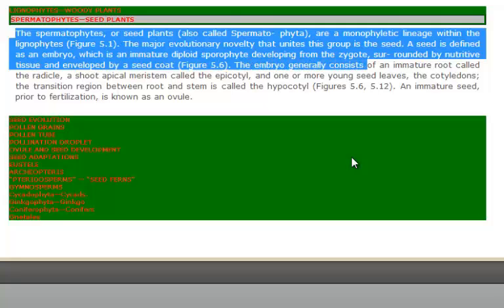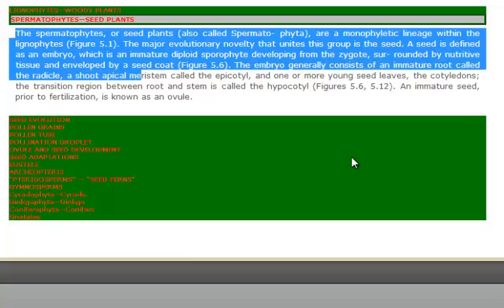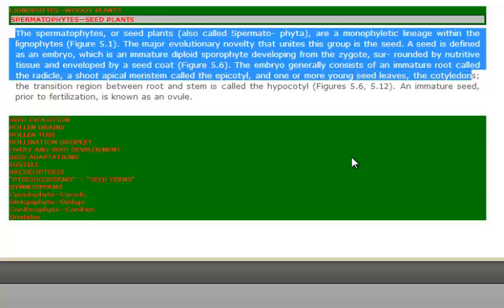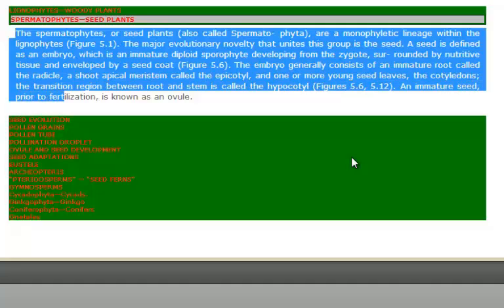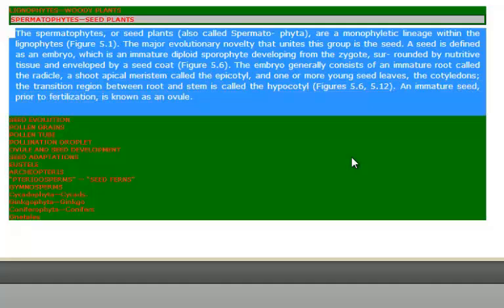The embryo generally consists of an immature root called the radicle, a shoot apical meristem called the epicotyl, and one or more young seed leaves, the cotyledons. The transition region between root and stem is called the hypocotyl, figures 5.6, 5.12. An immature seed prior to fertilization is known as an ovule.